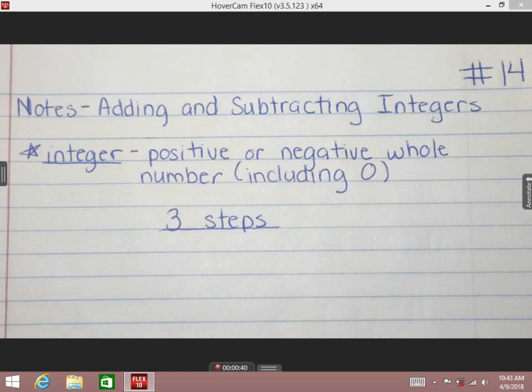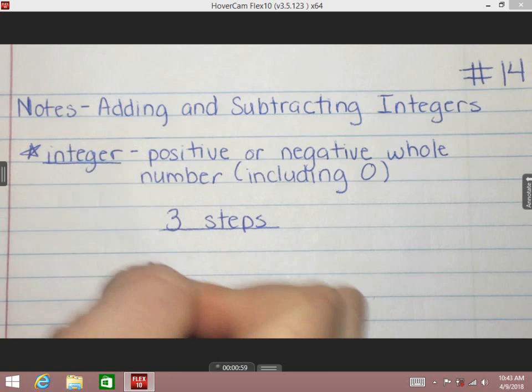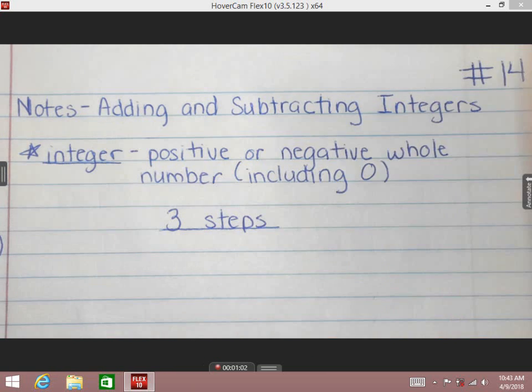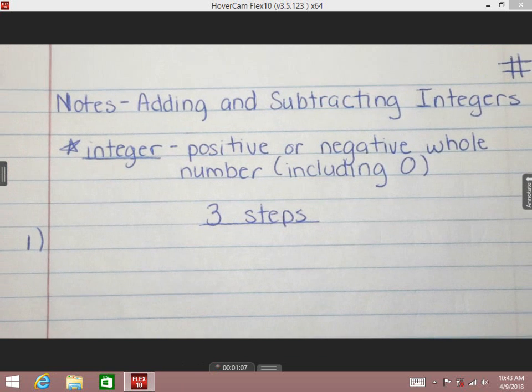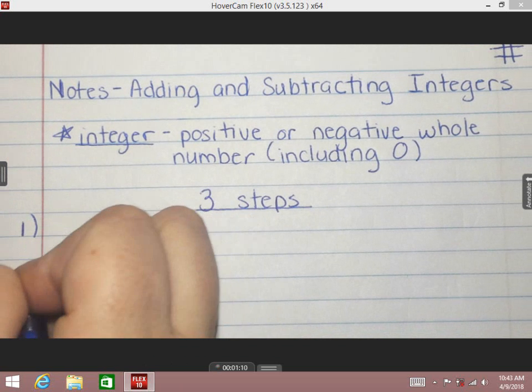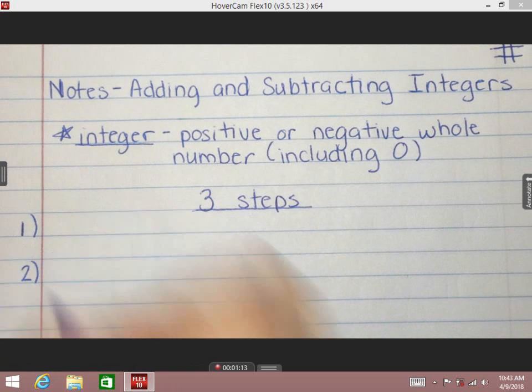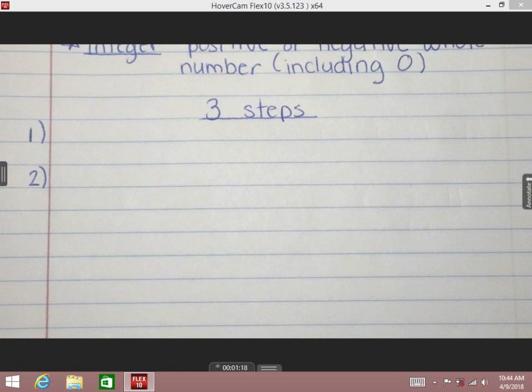All right? Okay, so when we're adding and subtracting integers, there are 3 steps that we need to be aware of. All right? So the first step is a special case. The first step doesn't always happen. So for right now, we're just going to write number 1, and then skip 2 lines. Then underneath that, we're going to do number 2, because number 1 doesn't happen on every single problem. Number 2, though, does.